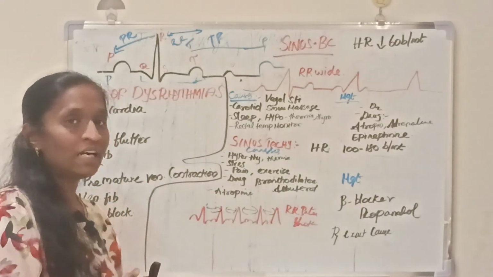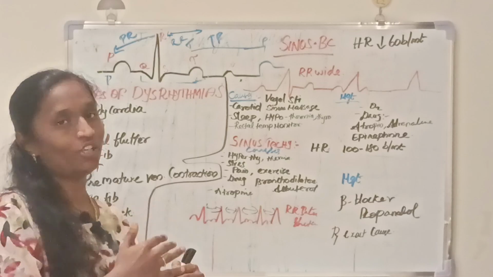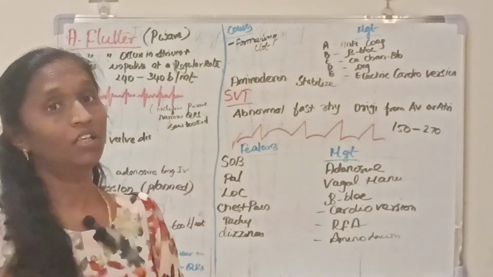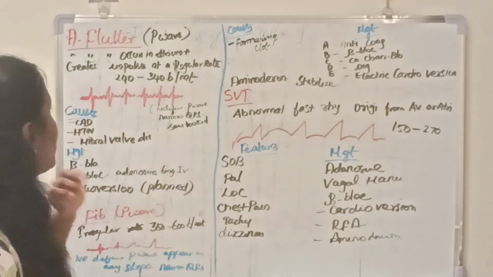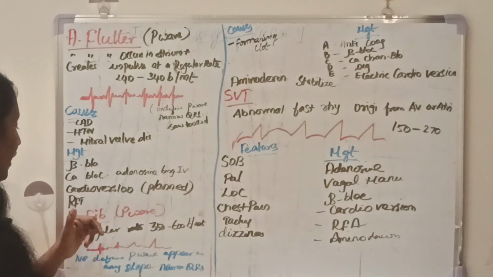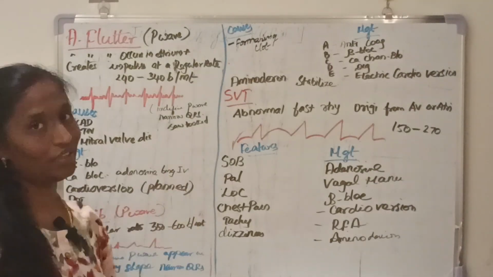In a sinus tachycardia, the RR interval is shortened. Next are other dysrhythmias. The first one is atrial flutter, then atrial fibrillation, and then supraventricular tachycardia.